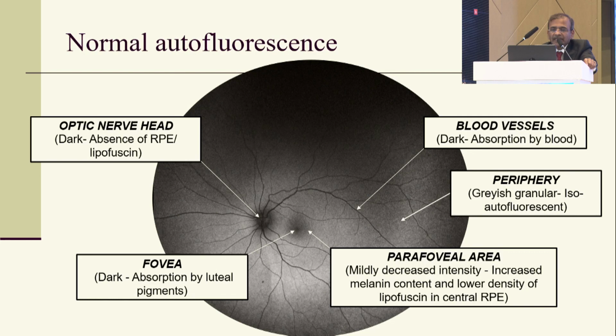So typically in an autofluorescence mode, the optic nerve would look dark because there is no RPE or lipofuscin there. Then the fovea center would look dark because again there are no pigments. The blood vessels look dark because there is absorption by the blood of the pigment. Then the periphery looks grayish, and in the parafoveal area there will be mild decrease in intensity because of increased melanin content and lower density of lipofuscin in the central RPE.